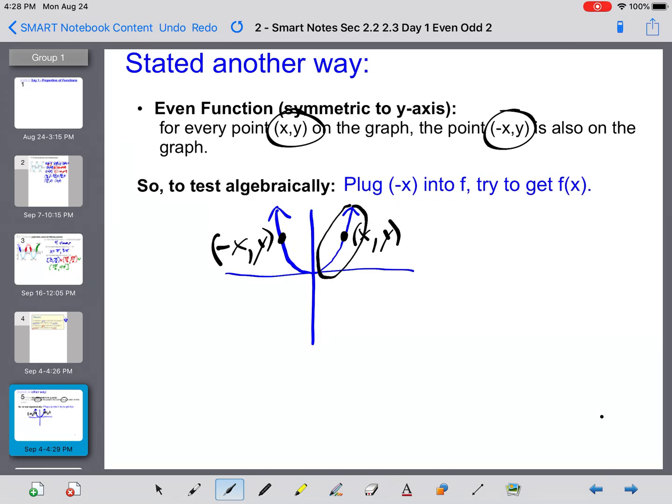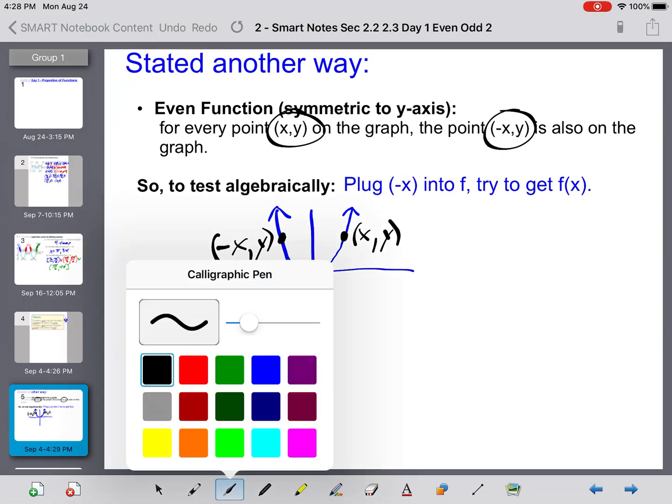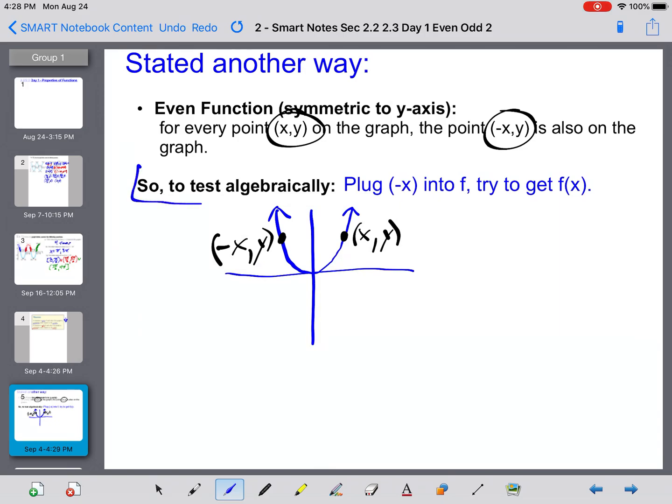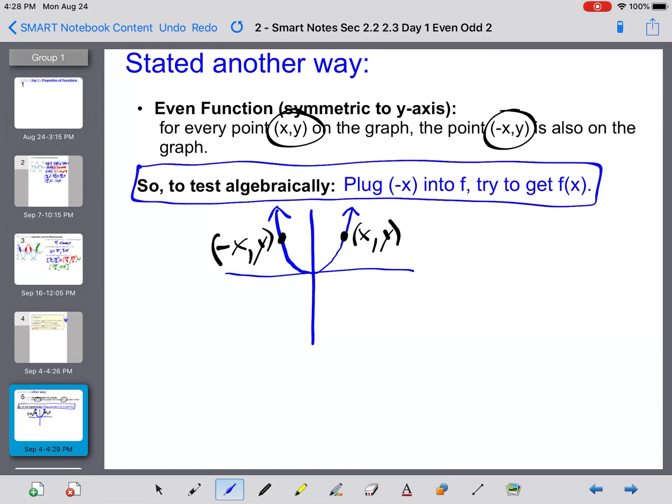But for every point on this side of the graph that's positive x, positive y, you have a point over here that has a negative x, positive y. If that's true, then you know this function is symmetric to the y-axis. So to test this algebraically, we're going to plug negative x into the function and try to get back to our original f of x or our original y. Look what happens.